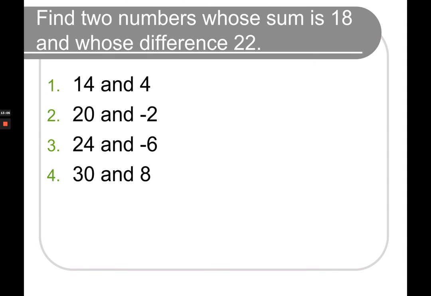Second, let's continue. Find the two numbers whose sum is 18 and whose difference is 22. So this is the word problem, and this is one of the applications of system. Find the two numbers whose sum is 18. Sum means adding. So let's say the two numbers are x and y. If we add them, it's 18. Difference means subtraction. If we subtract them, you get 22.